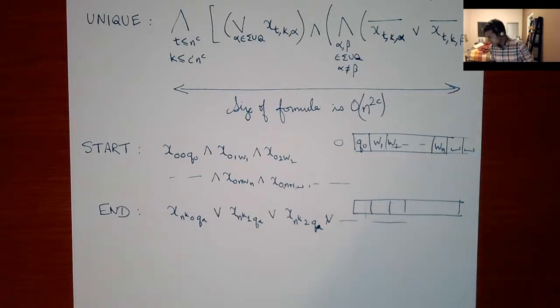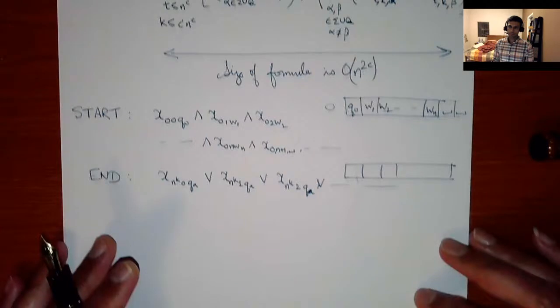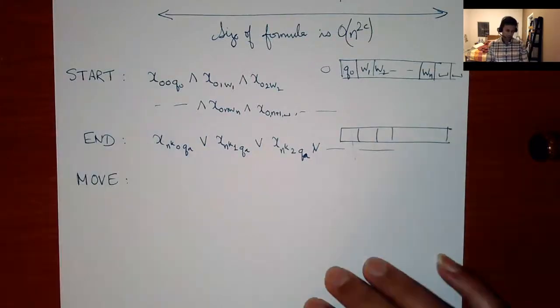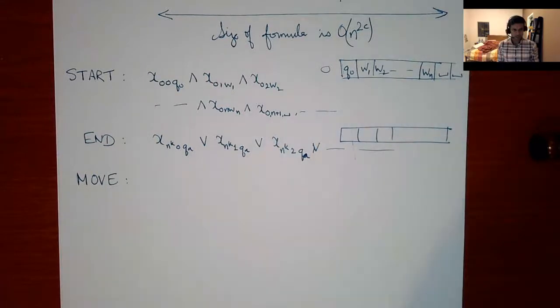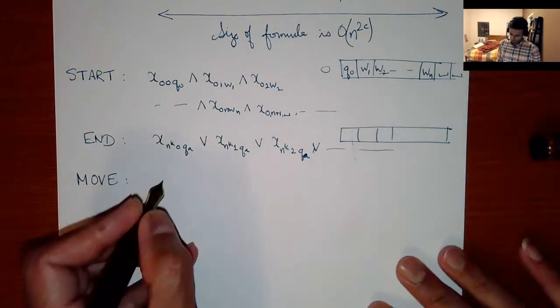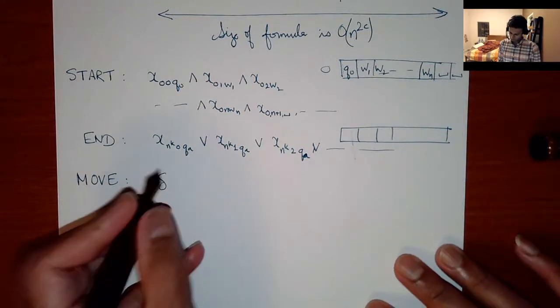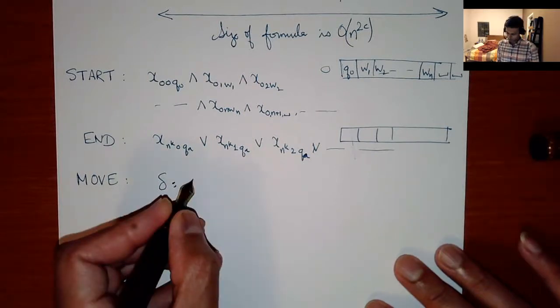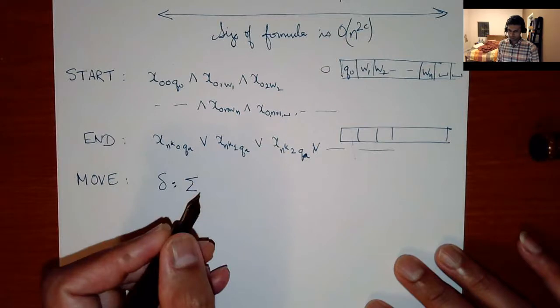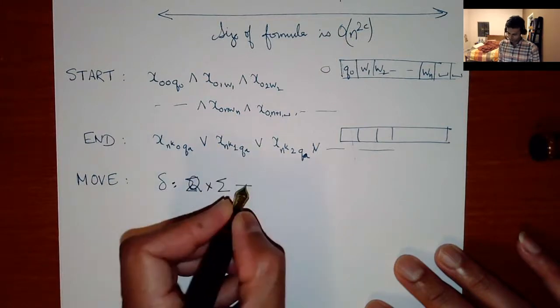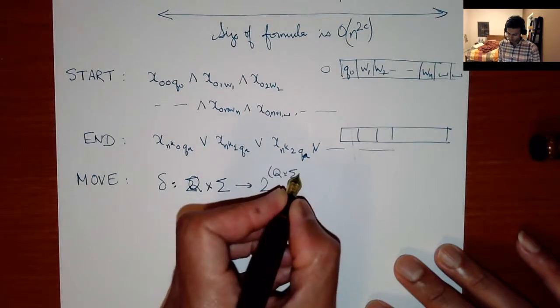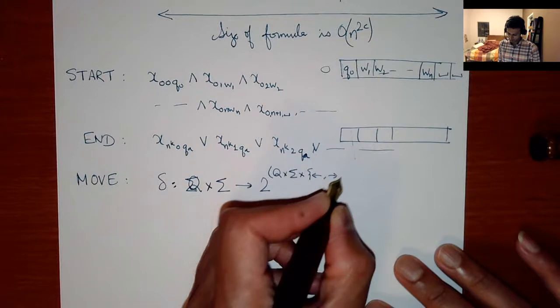Now the interesting part is where we do move. So for move, it is going to be convenient for me to introduce another auxiliary variable. So let's just say the transition function. Remember that the transition function is going to take sigma or q cross sigma to 2 to the q cross sigma cross left or right.